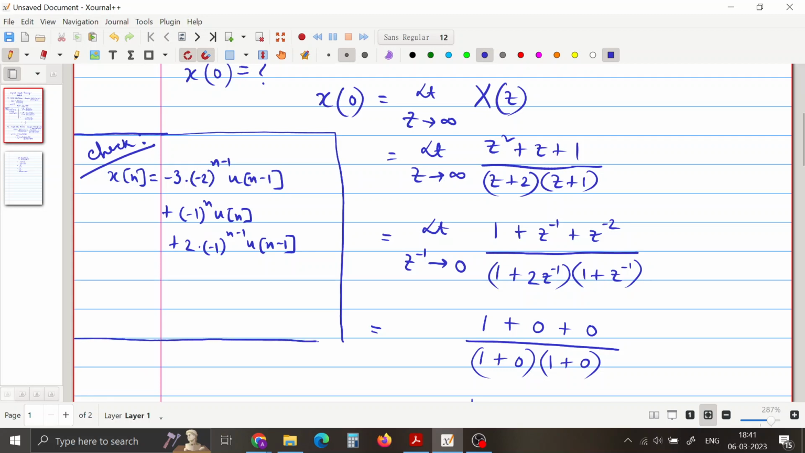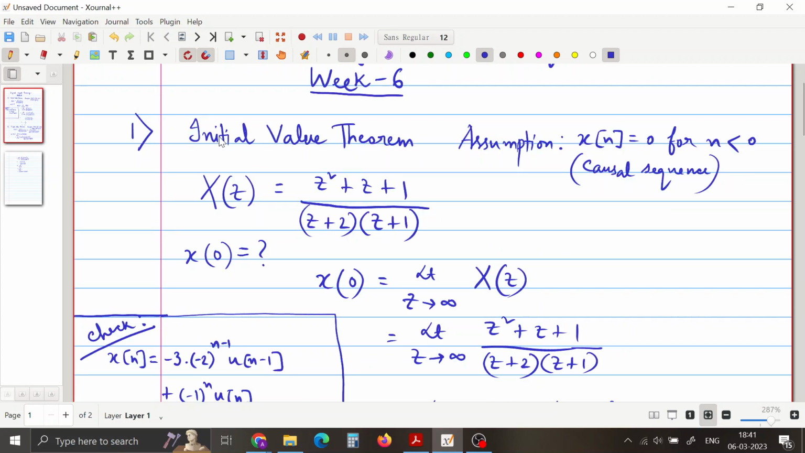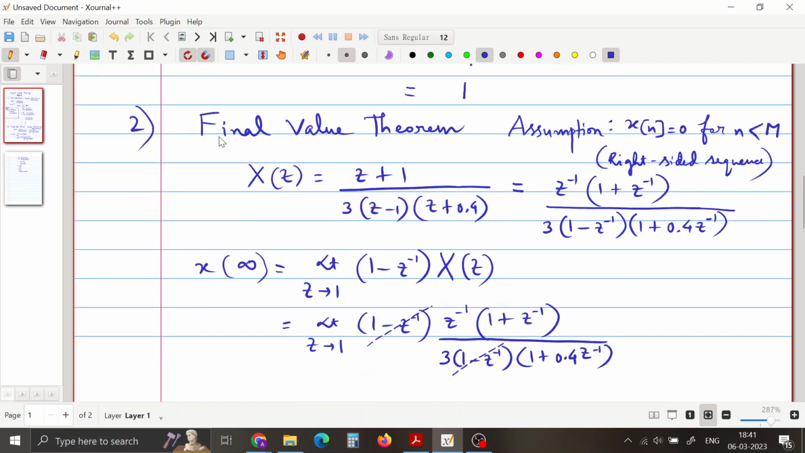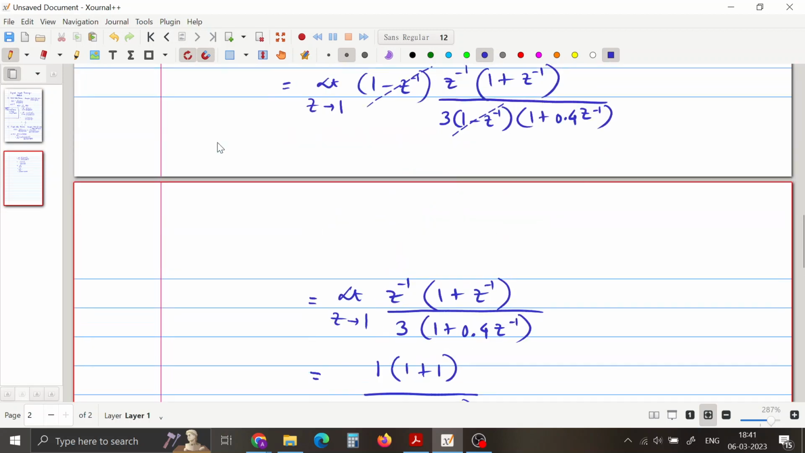Just to verify your answer, you can also put n equals to 0 in this expression for x of n. Clearly if you put n equals to 0, the first term which contains u of n minus 1 will vanish because u of minus 1 is simply 0. Only the middle term will persist. It takes the value (-1) to the power 0 times u of 0, which is 1, and this is exactly what we got as our answer, 1. So this is a way to verify your answer. And similarly for the second problem as well, you can also check.